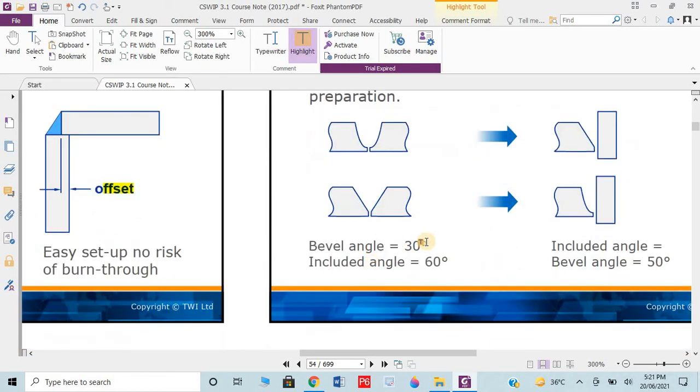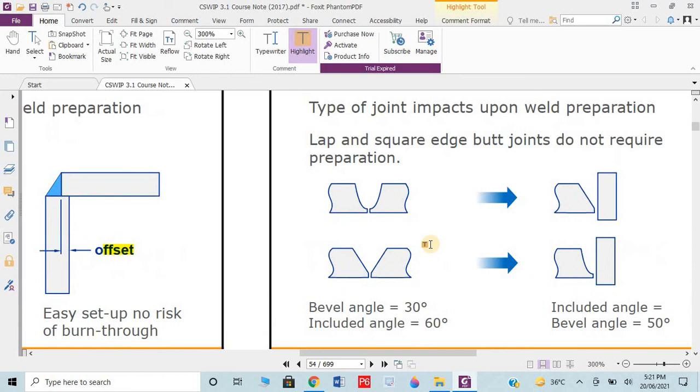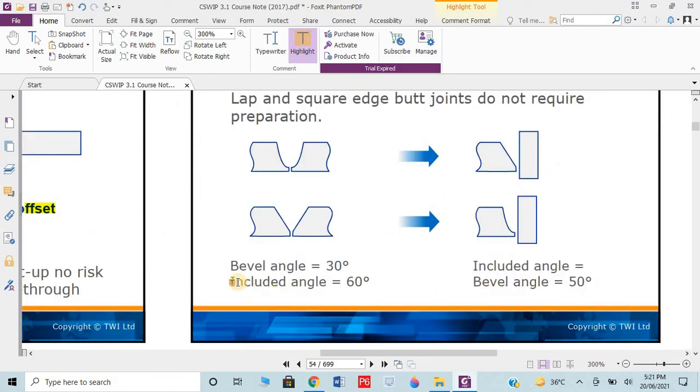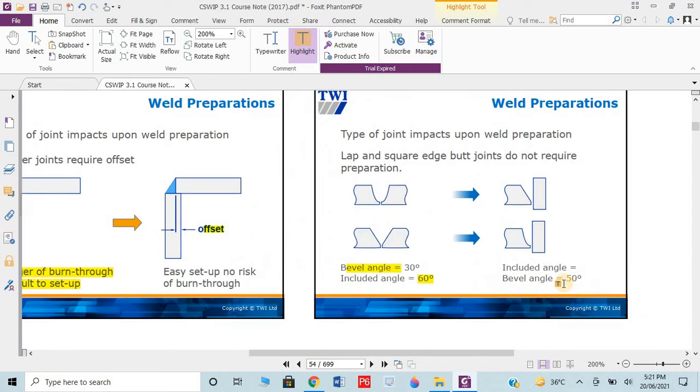Bevel angle of joints. If we have 30 degree bevel angle, then the included angle will be 60. If we have bevel angle 50, then how much is the included angle? It's your question. Please mention it in the comment box. I believe you understand it.